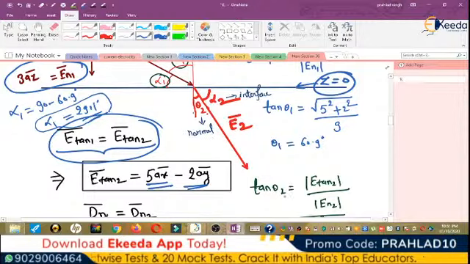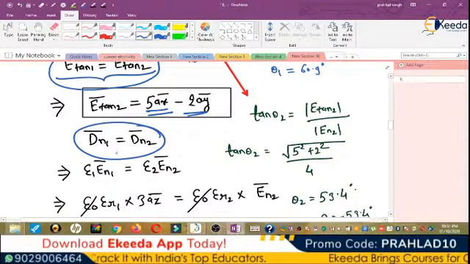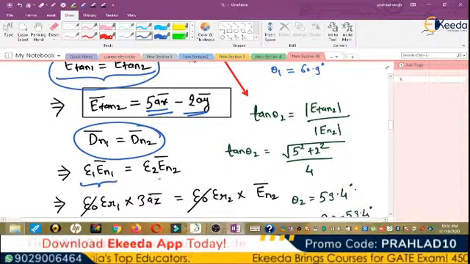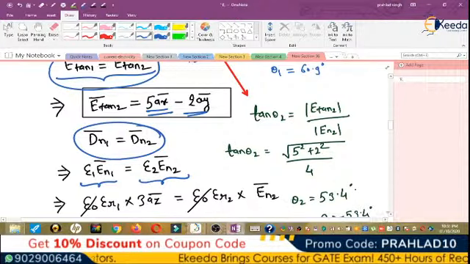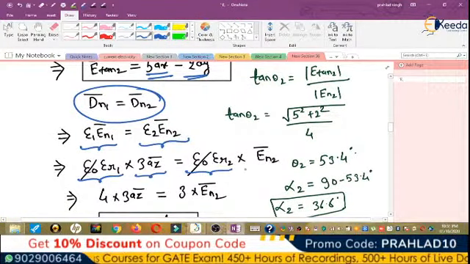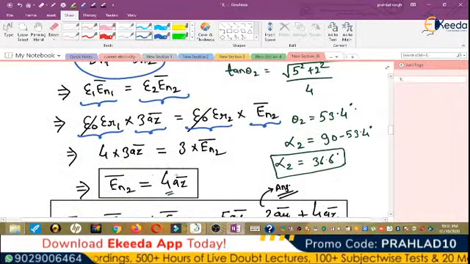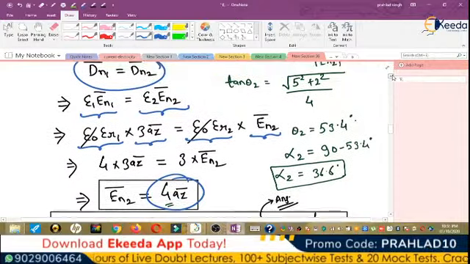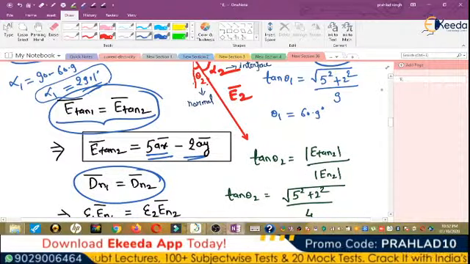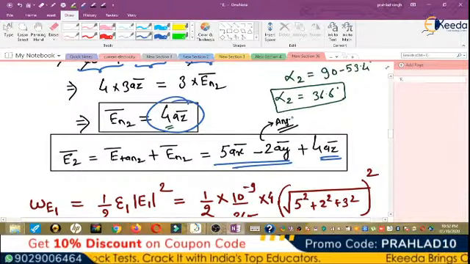Okay. So another boundary condition is dN1 is equal to dN2. So epsilon 1 En1 is equal to epsilon 2 En2. So it is epsilon naught into epsilon R1 into 3az equals epsilon naught into epsilon R2 into En2. Okay, so En2 from here is 4az. So E2, which is Et2 plus En2, we will solve. Then this answer is 5ax minus 2ay plus 4az. This is our answer.